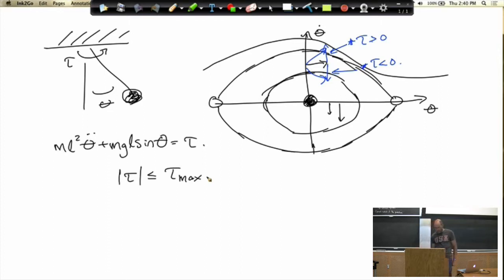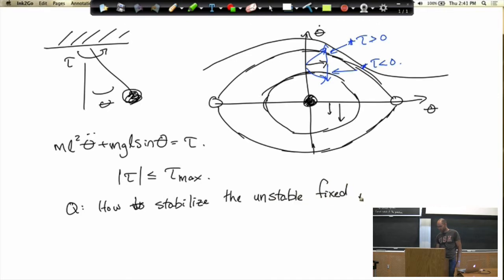The challenge here is, how can we stabilize the unstable fixed points? And I'd like them to be very stable. I don't want them to be stable only if I start very close to them. I'd like them to have a big region of attraction.